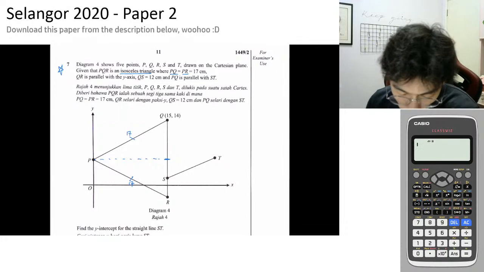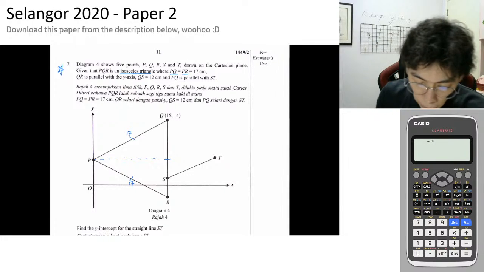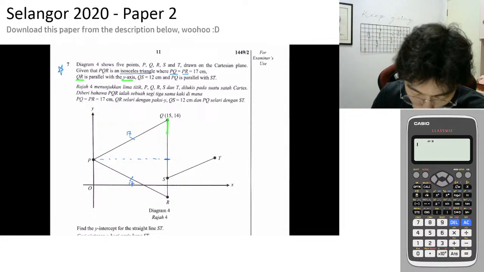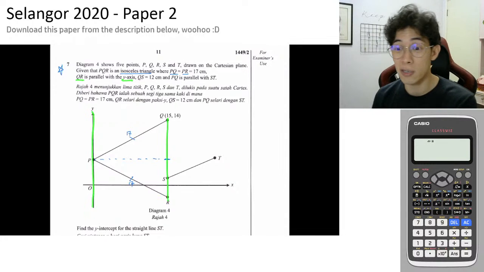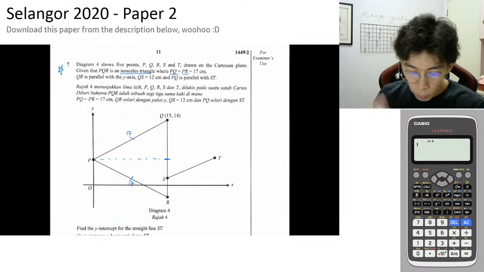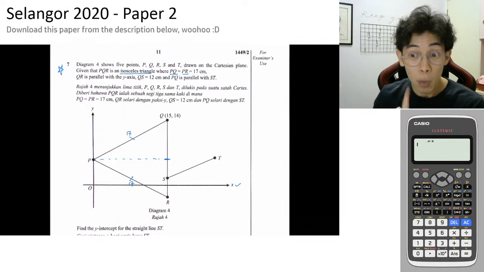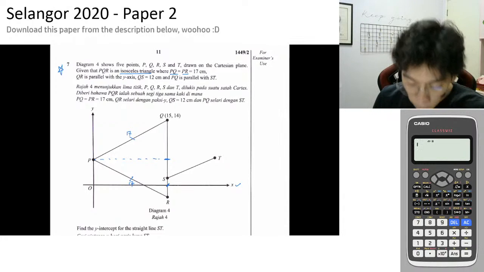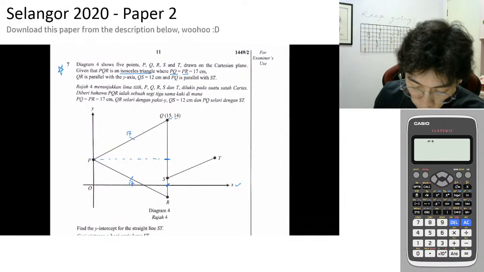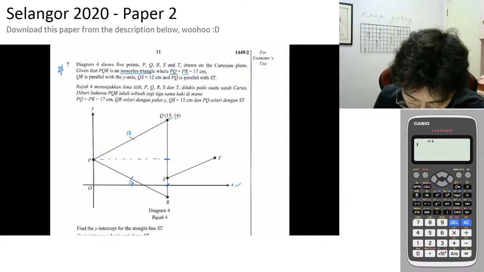Okay, so in this case, when they mention QR parallel to the y-axis, remember this one? I mentioned it just now, right? I said that if it's a line that passes through x only, you're going to get this value, then you'll be able to get the answer. And do you notice there is a coordinate on top? There's a 15 and 14 there already. So I will write there, this is actually 15.